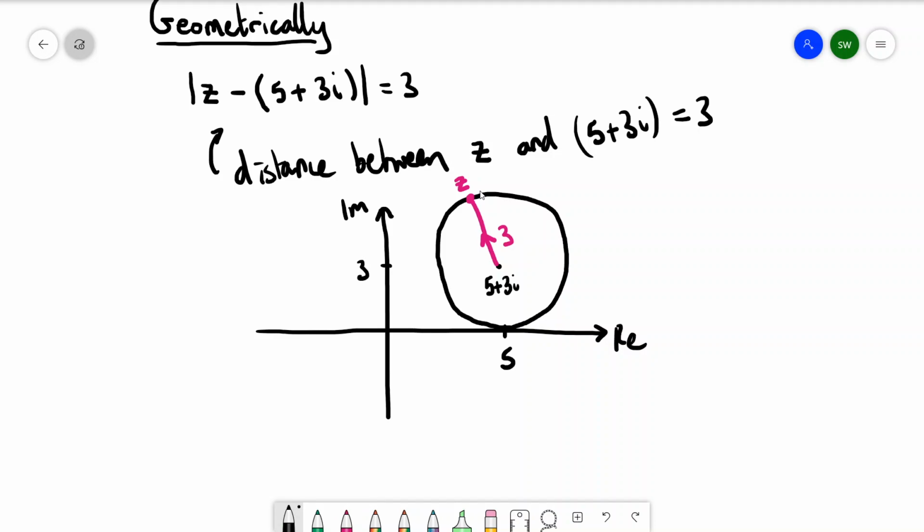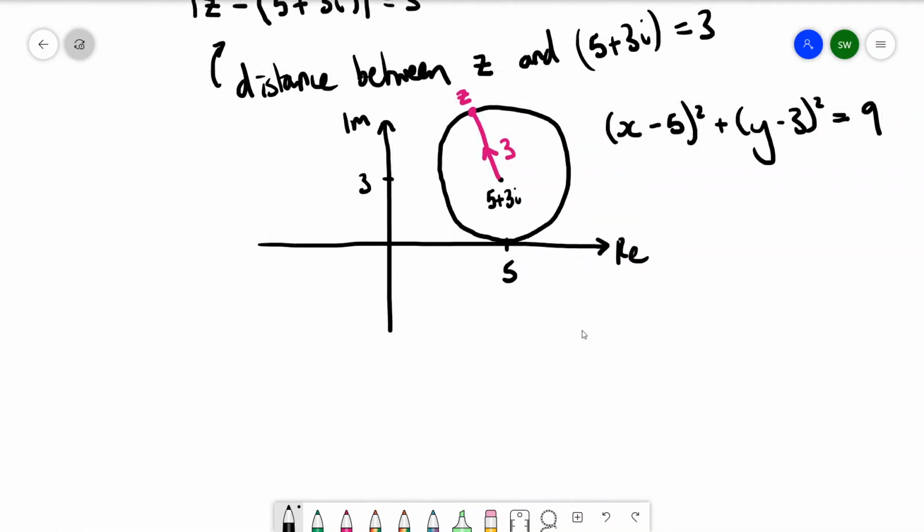Now for part B, we have to find the Cartesian equation of this circle. Obviously, we know the centre of the circle is (5, 3), and the radius is 3. So we could just straight away say that the Cartesian equation of the circle is (x minus 5) squared plus (y minus 3) squared equals the radius squared, which is 9.